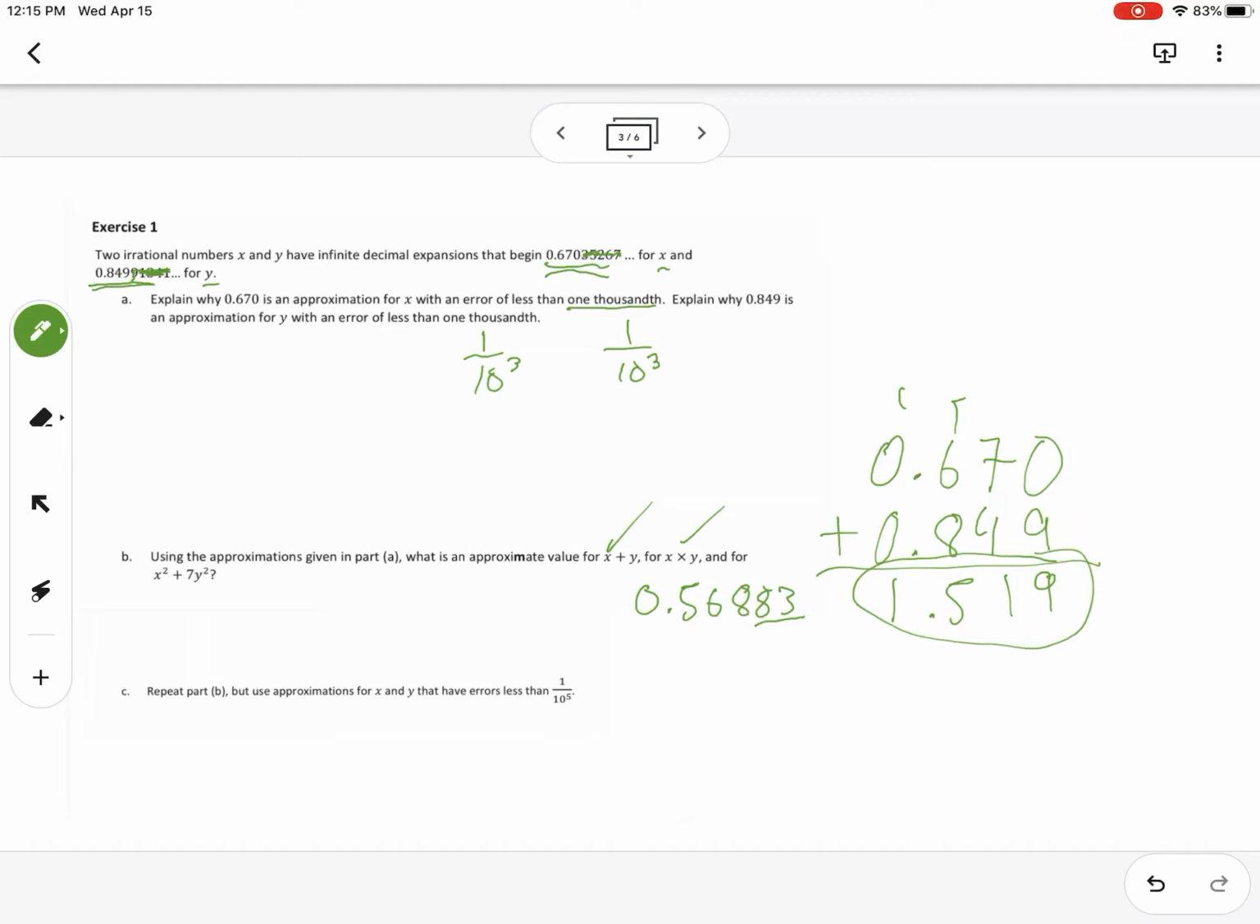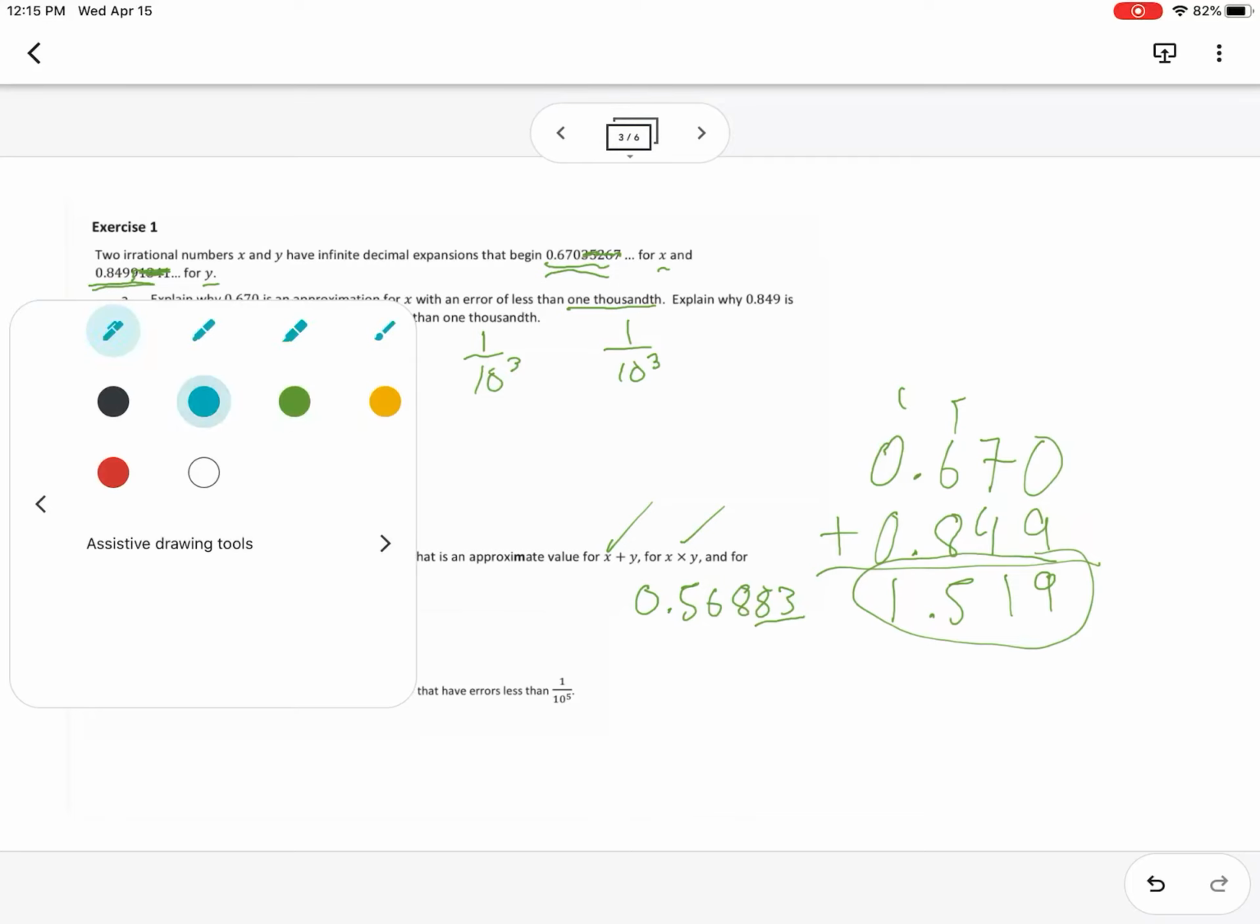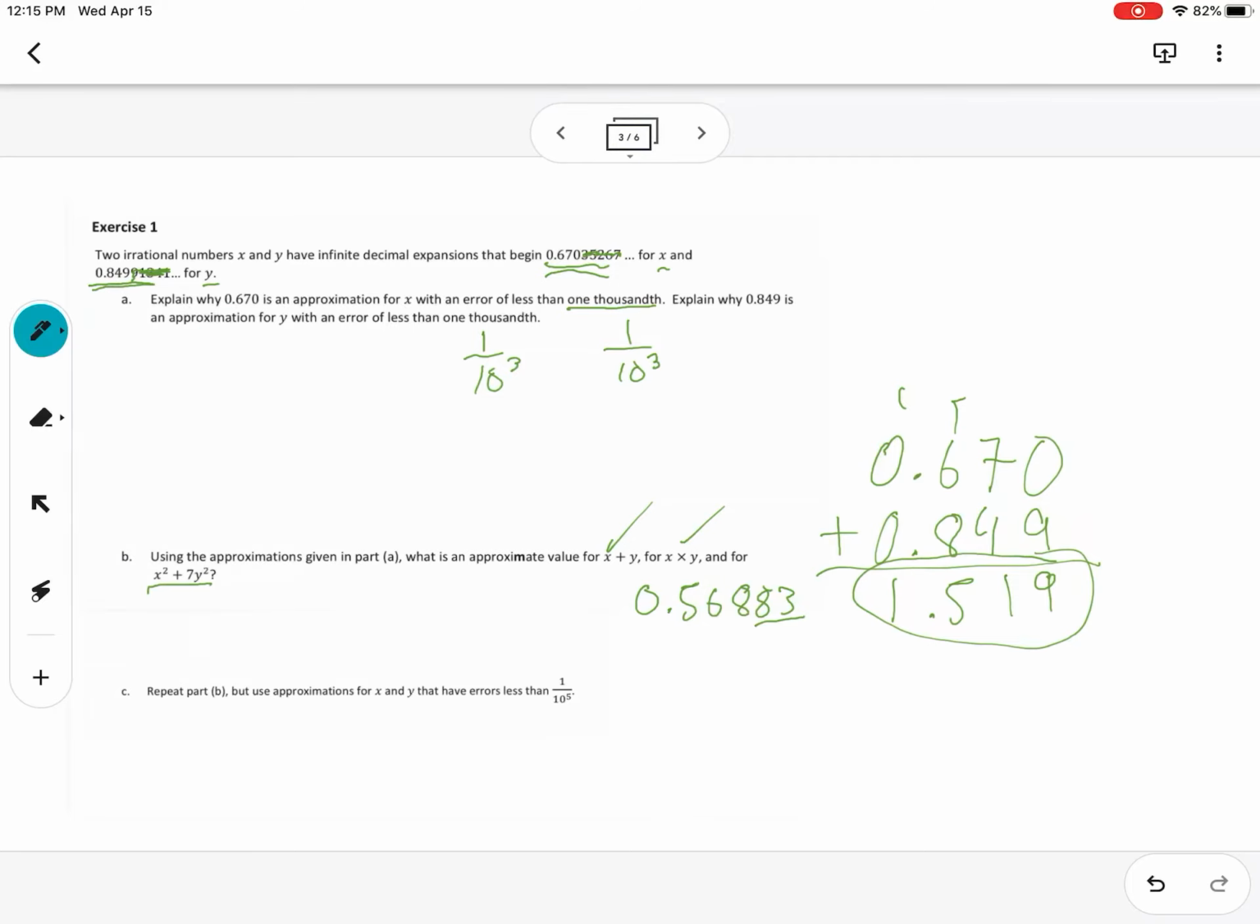Then finally, for this third part of the equation, it says first square the x number, get an answer there, and you're going to add that answer with 7 times y squared. So this one's got multiple steps to it. So with this, I'm going to use a different color to help this stick out a little bit. When I squared 0.67 or 0.670, I got 0.4489.